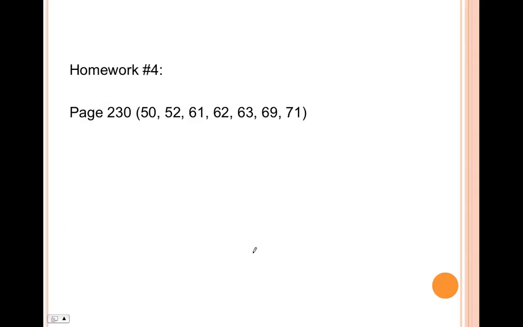And that is it. We are finished with chapter 3. This is your last homework for this chapter. Okay. The homework is going to be due on the day of the test, which as of now is scheduled for Thursday. For the next couple days, we're going to do some practice, and then again, that test is on Thursday.